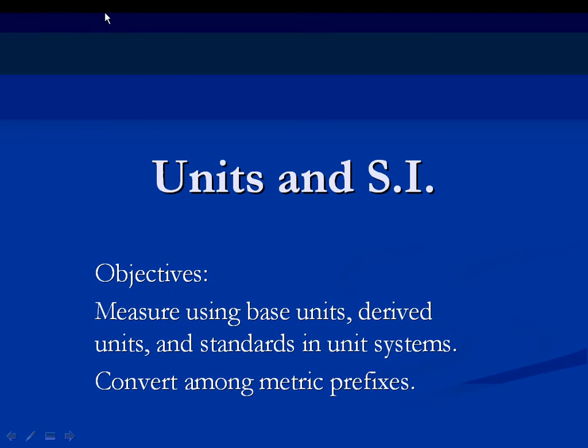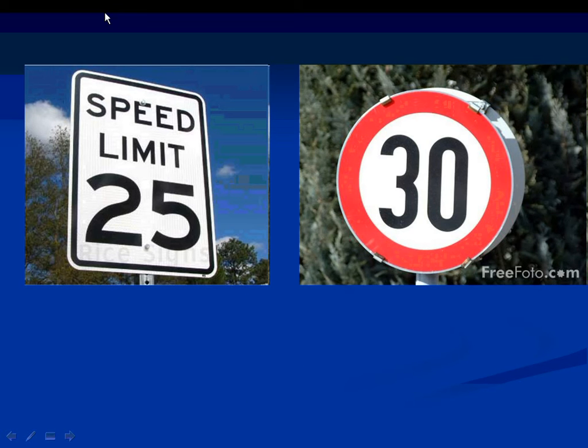Today we're going to be talking about units. You guys know through your entire scientific mathematical career, anytime you write down a number, it has to have a correct unit with it. Well, scientists have to operate by the same rules. You can't just write down 25. Well, 25 what? On this sign here, it's 25 miles per hour. But on the other sign, that's a speed limit sign as well, but that's not 30 miles per hour.